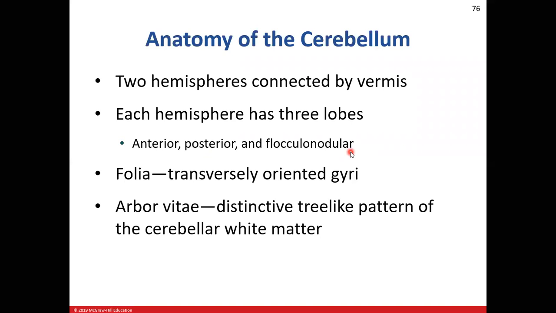Helping to make up the cerebellum is also what we call folia. Now, if you remember, gyri are the ridges that we found on the surface of the cerebral cortex. We also have gyri located in the cerebellum. However, in the cortex, you'll notice that they're kind of irregular and they move around. In the cerebellum, they're arranged transversely. If we open up the cerebellum, you'll notice that we have an arbor vitae, which is a distinctive tree-like pattern of the cerebellar white matter.